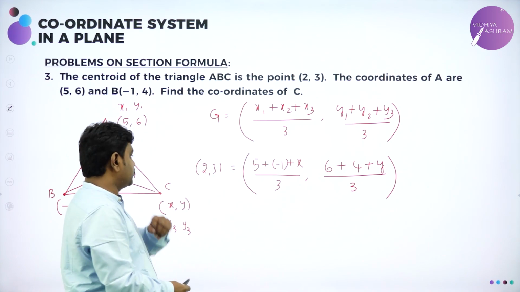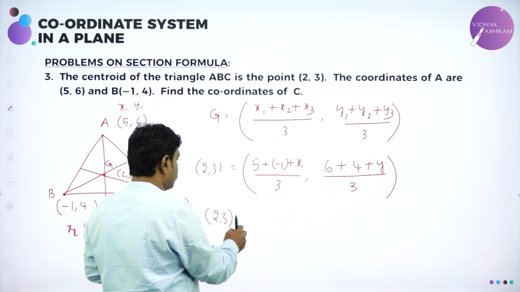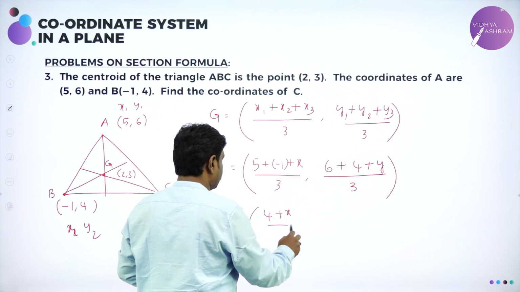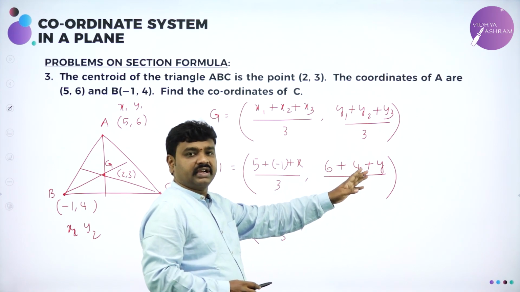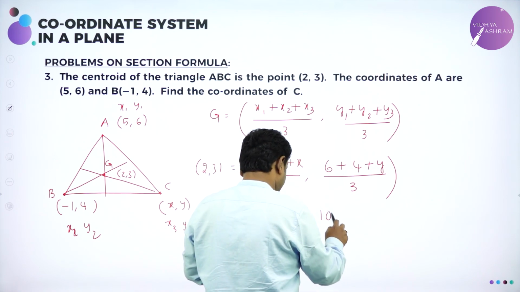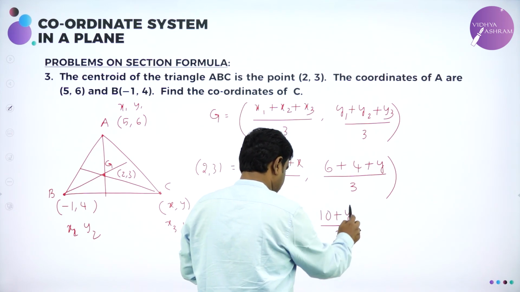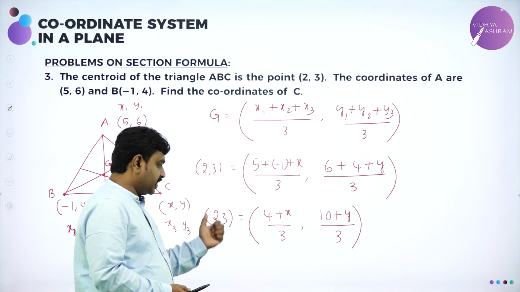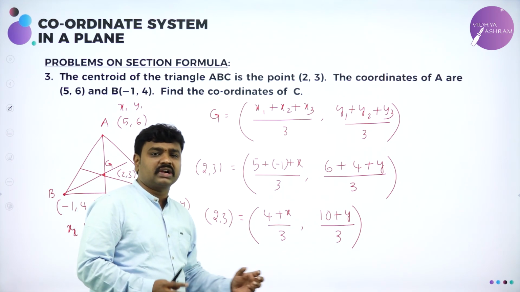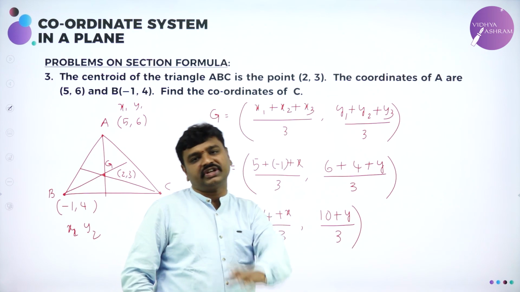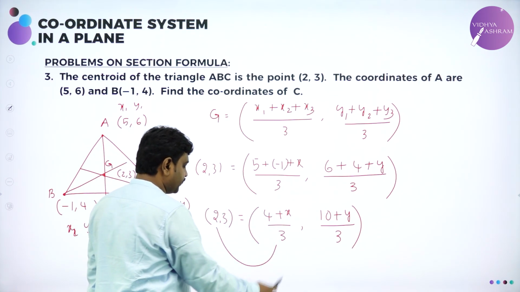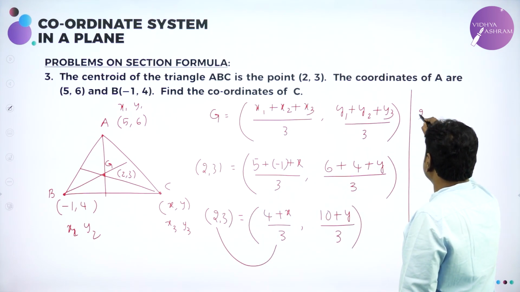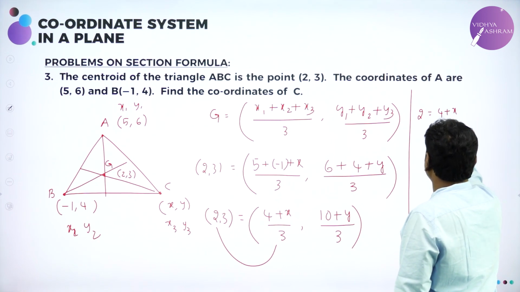Now simplify this. So 2 comma 3 is equal to 5 minus 1 is 4 plus x by 3, comma 6 plus 4 is 10 plus y by 3. Now here 2 points are equal. All of you know if 2 points are equal, corresponding x value should be equal, corresponding y value should be equal, or corresponding x coordinate should be same and corresponding y coordinate should be same. So now equate x coordinate with x coordinate. What is the x coordinate here? 2 is equal to 4 plus x by 3.